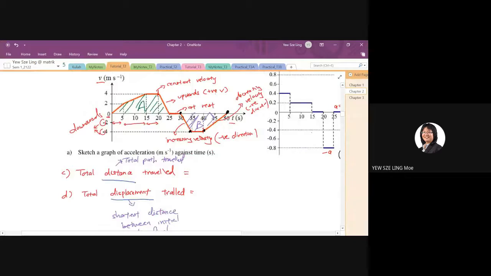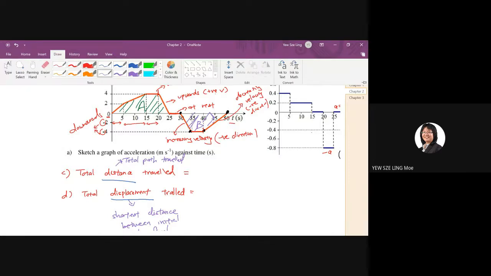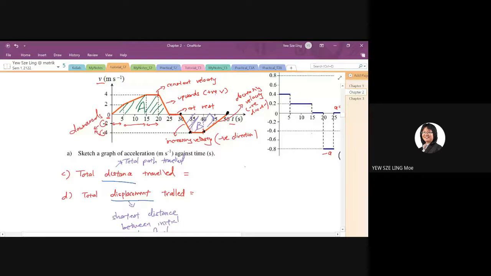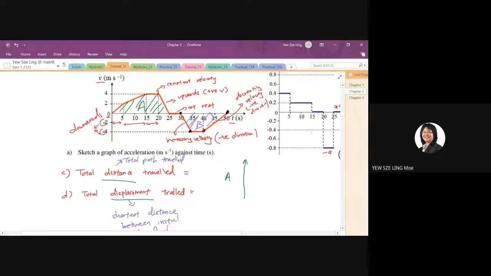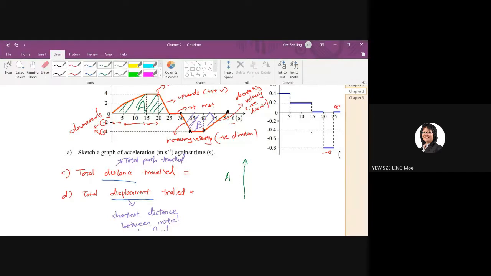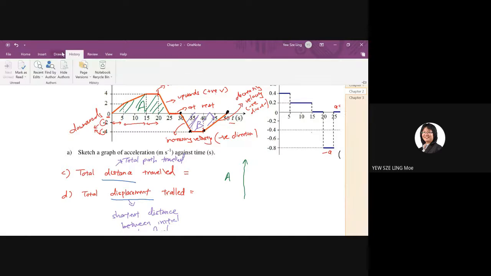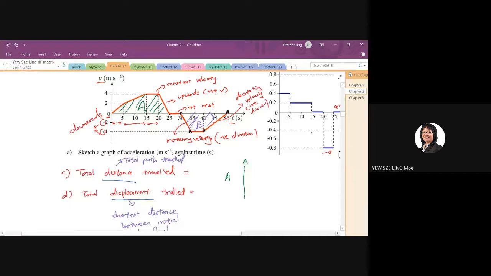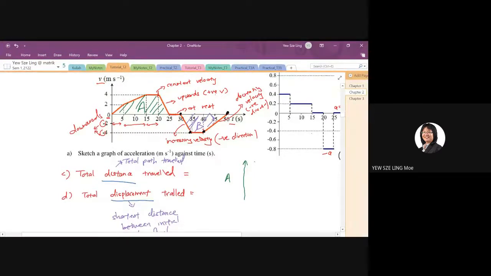So area A represents what? It represents your object moving upwards. For area A, your object is going up, so this would be the distance travelled going up. And then for area B, now your object is moving down. It stopped from 25 until 30, it stopped for 5 seconds, and then it's moving downwards. This is your area B.